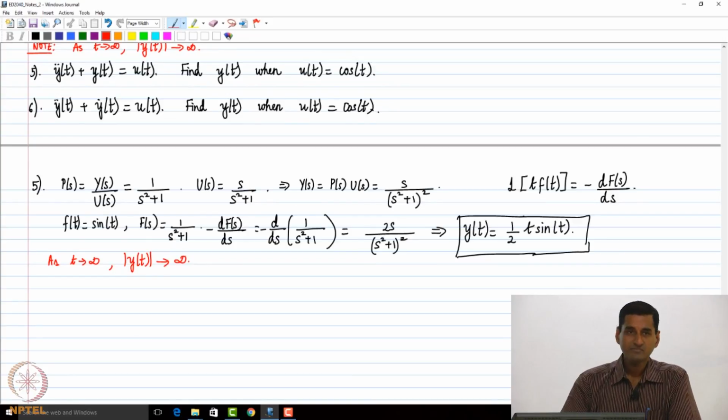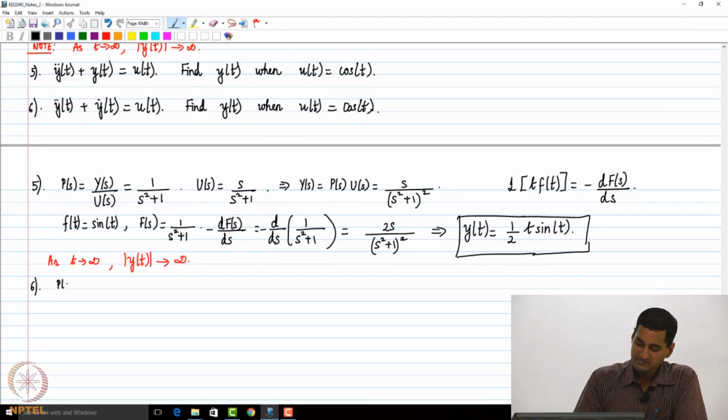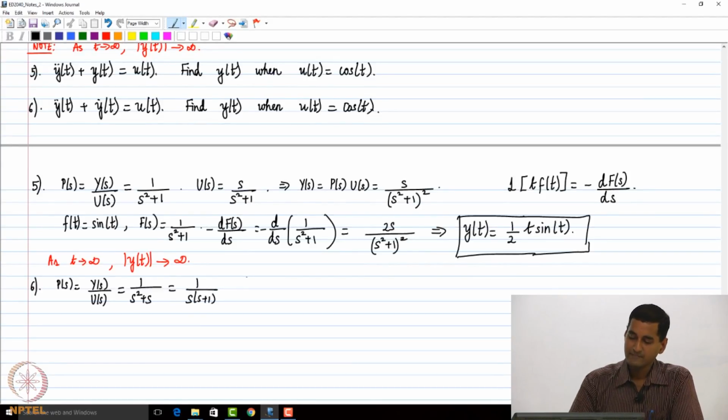Correct? Okay. Now we do problem number 6. We already know that the plant transfer function is going to be equal to 1 divided by s squared plus s, which was nothing but 1 divided by s times s plus 1. Once again we have to do this for u of t to be cos t. So u of s is s divided by s squared plus 1.